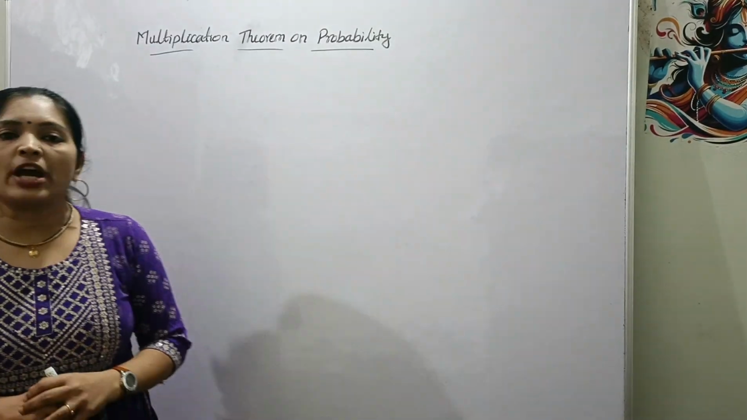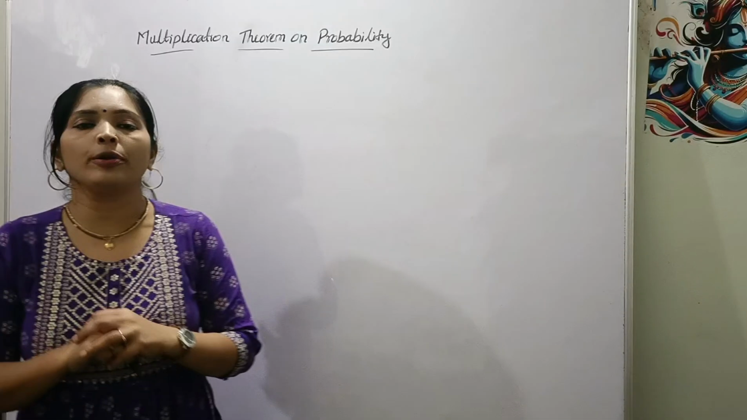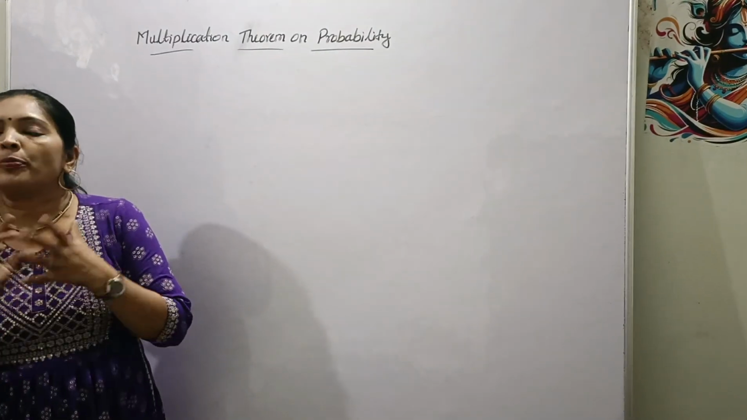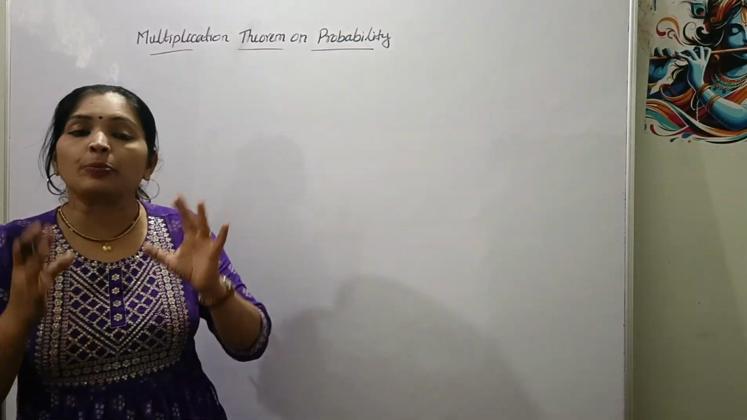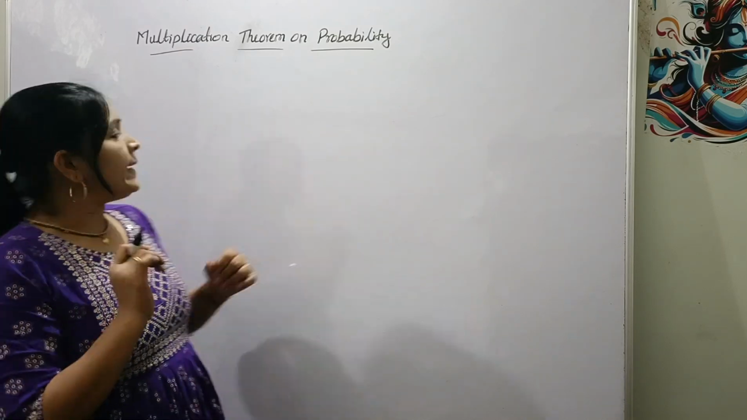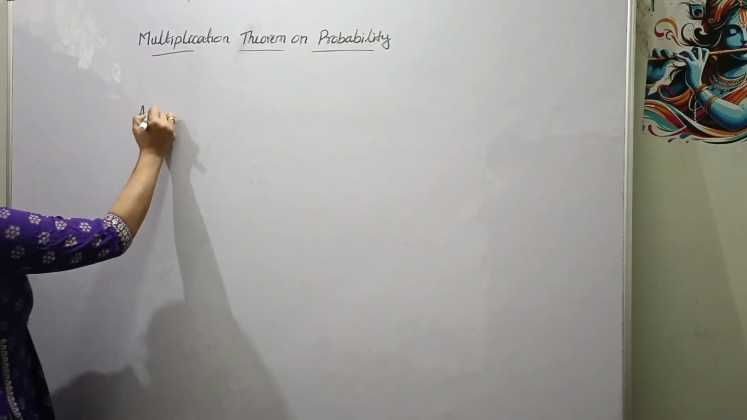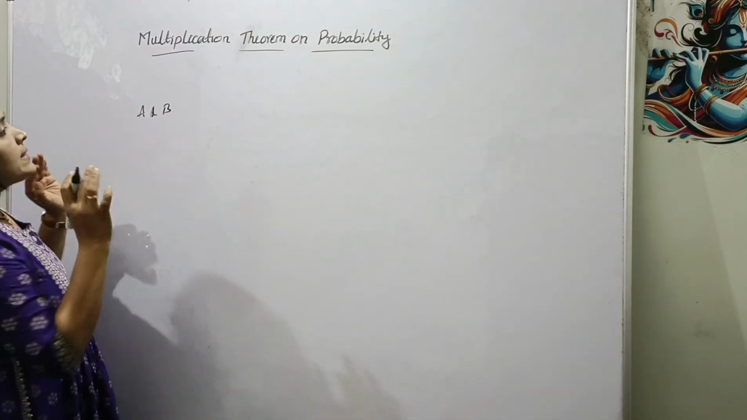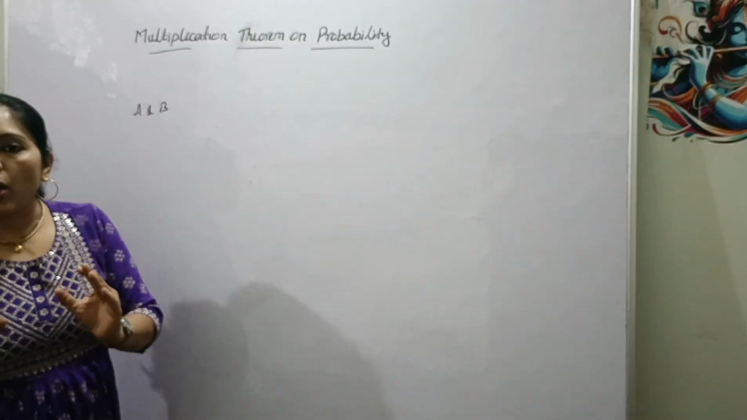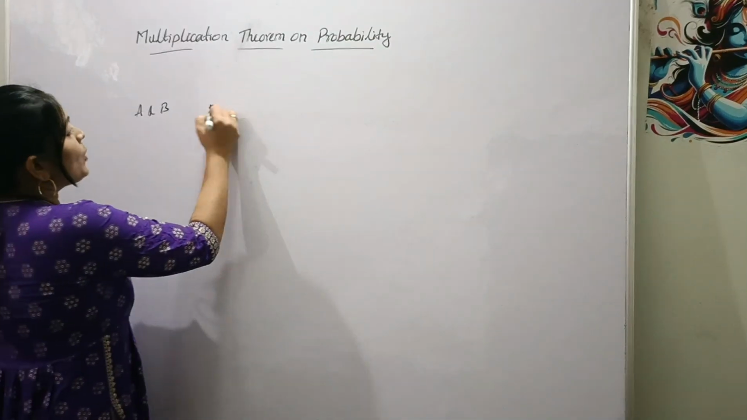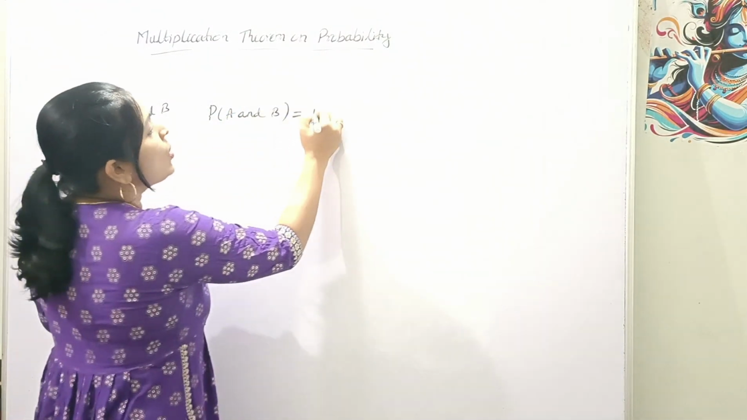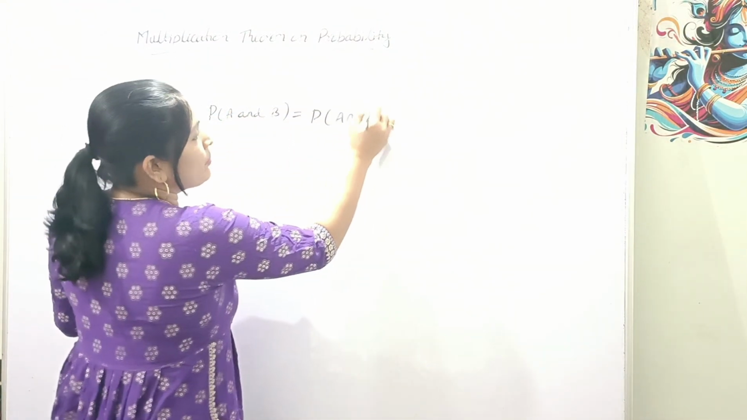Hello everyone, today we are going through the multiplication theorem on probability. It's a very important topic. The multiplication theorem on probability helps to calculate the probability of multiple events occurring together. For events A and B, this theorem states that the probability of both events A and B occurring together is P(A and B), that is equal to P(A intersection B).